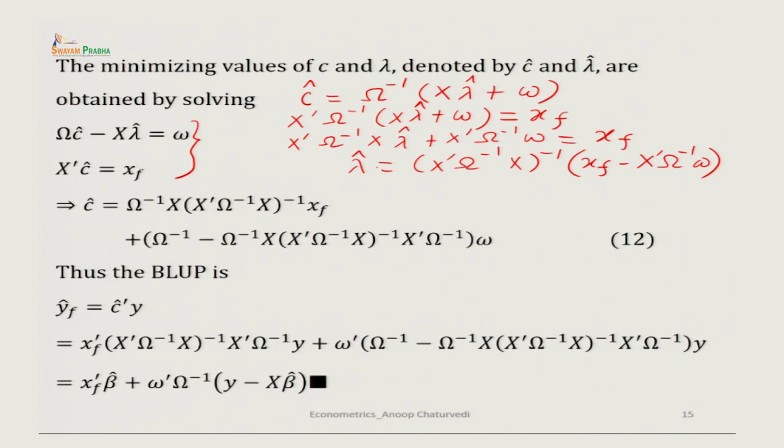And then again we substitute this value of lambda hat in this expression for C hat. And finally, we obtain C hat equal to omega inverse X, X transpose omega inverse X F plus, then you have this second part capital omega inverse minus omega inverse X, X transpose omega inverse X transpose omega inverse small omega. And then the best linear unbiased predictor is Y hat F is equal to C hat transpose Y.